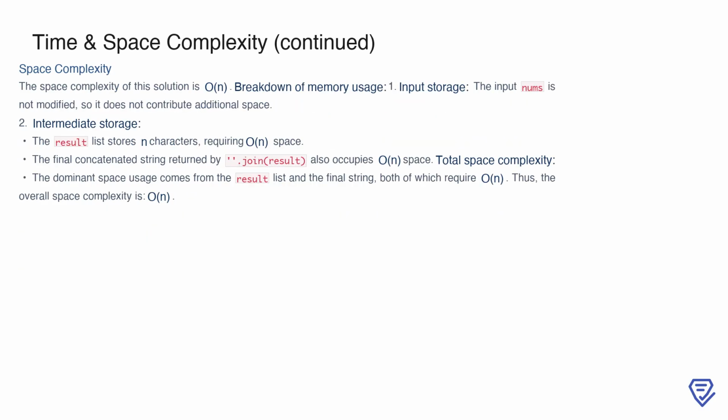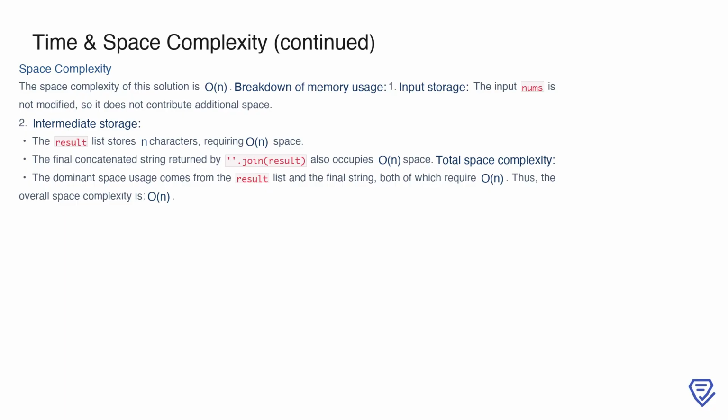The space complexity of the algorithm is primarily determined by the intermediate data structures used. The input array nums is not modified or duplicated, so it does not contribute to additional space usage. The result list, however, stores n characters as we construct the unique binary string, requiring O(n) space. After constructing the result list, the final string returned by "".join(result) also occupies O(n) space, as it stores the same n characters in a single string. Since these two components dominate the memory usage and both require O(n) space, the overall space complexity of the solution is O(n).